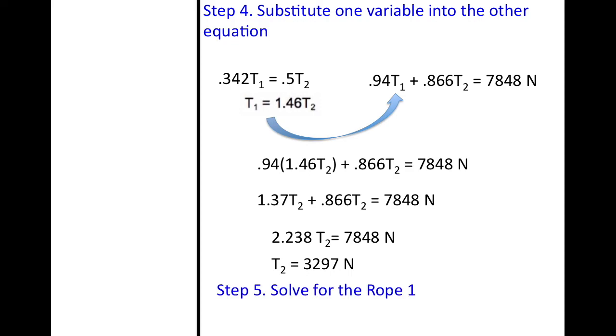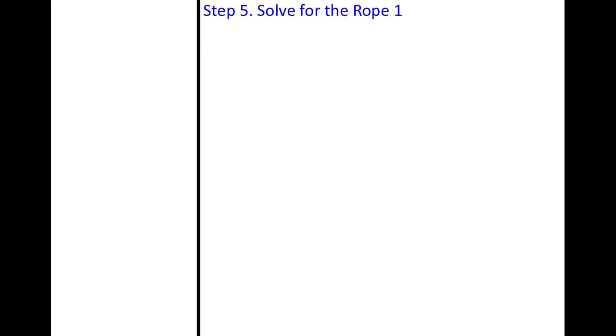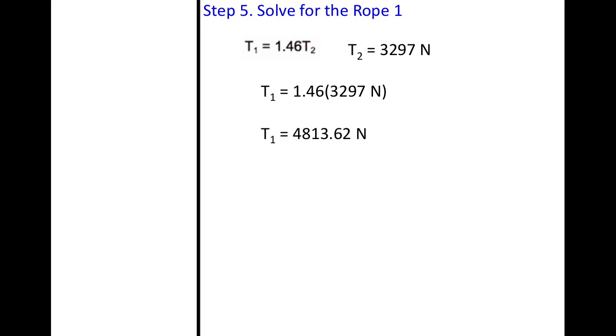So now all you have to do is solve for rope 1 by plugging this number back into this small little equation up there. So we have T1 equals 1.46 T2, and we have our T2 as being 3,297 newtons. Plug that in, multiply, and solve. And that is your answer. So now you know that the tension in your second rope is 3,297 newtons, and the tension in your first rope is 4,813 newtons.